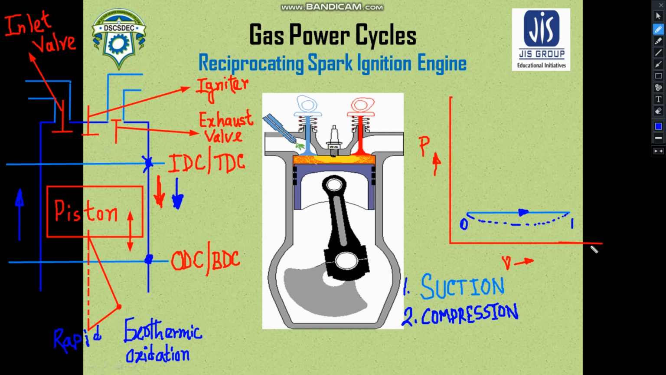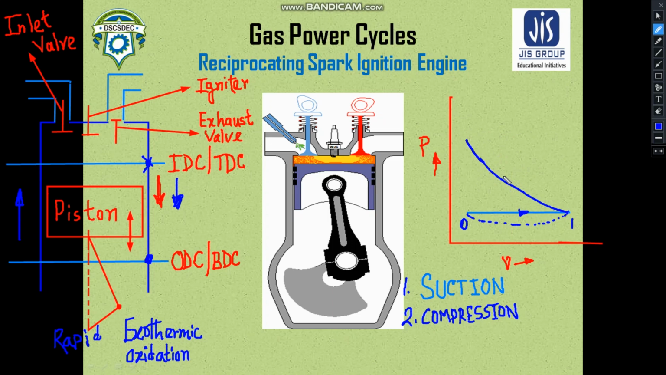So ideally how can we draw this process? We can draw this process by this diagram. I would like to draw it once again so that it can be seen in a beautiful way. So this is your compression process. This is the ideal compression process. That means it is isentropic compression.